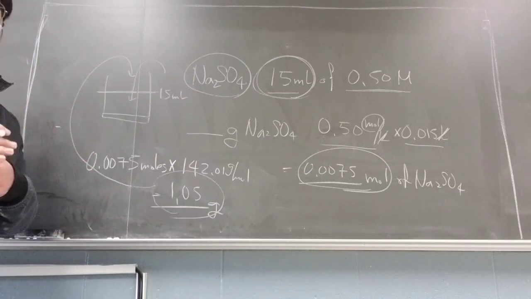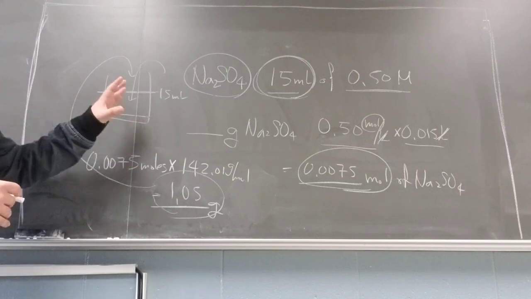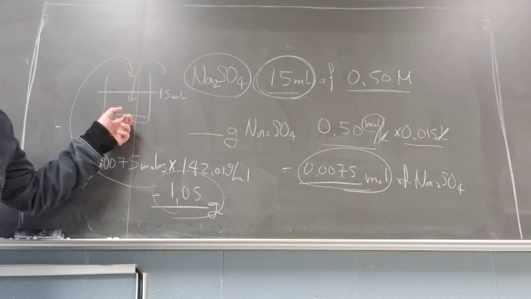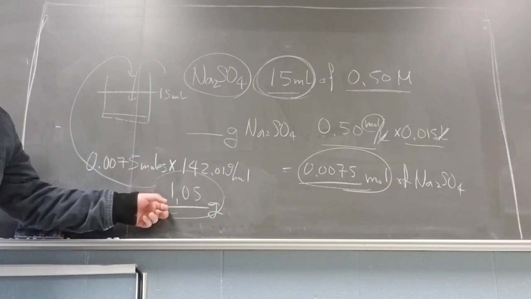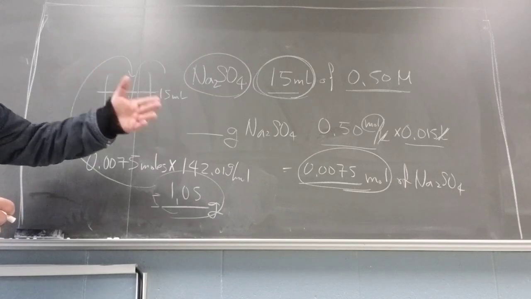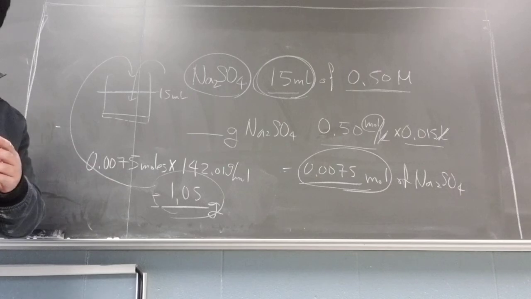So you're not adding 15 mils of water there. If you're adding 15 mils of water, the solution will be slightly over 15 because you already added, what, 1 gram of sodium sulfate. So it will be slightly less than 15 mils of water you're adding to make the 15 mils of solution. Makes sense, right? Because of the compound.